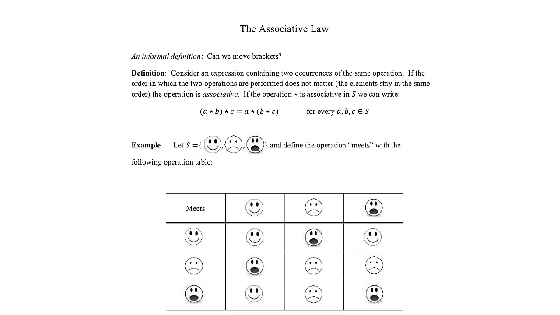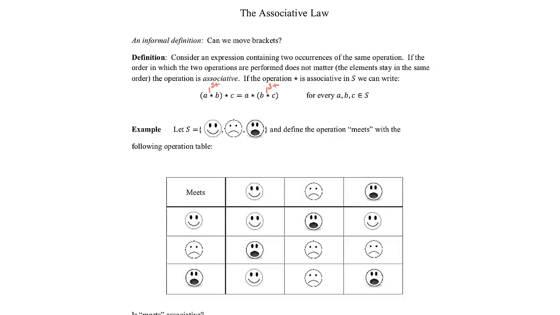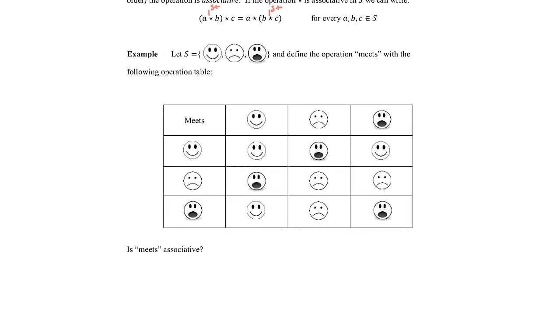So here we would be looking at whether AB can be performed first and then apply the operation with C as compared to BC first and then A. So does it matter if the BC is first as compared to the AB combination first? If it doesn't matter, we say that our operation is associative and we are allowed to move the brackets. Let's take this example into our happy face meets table and see what happens.